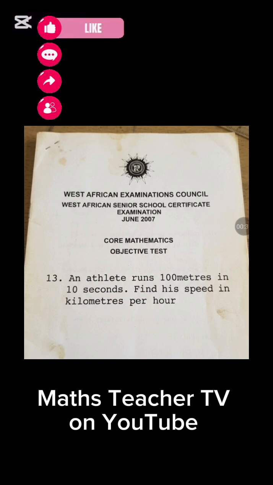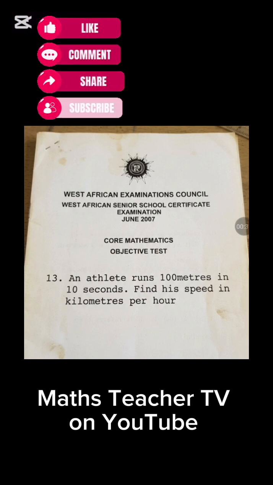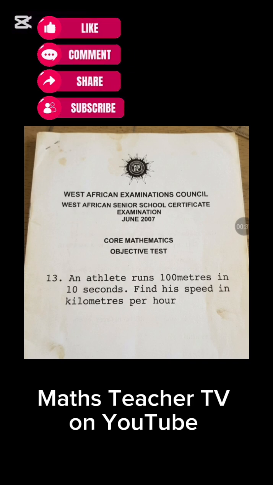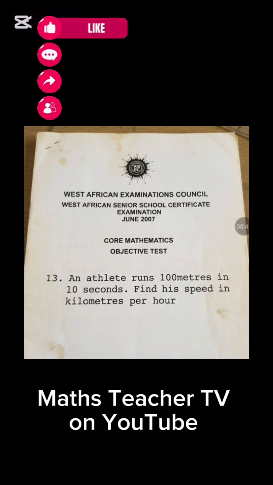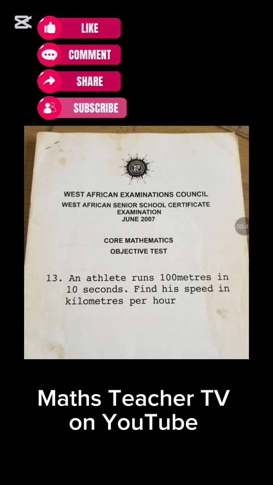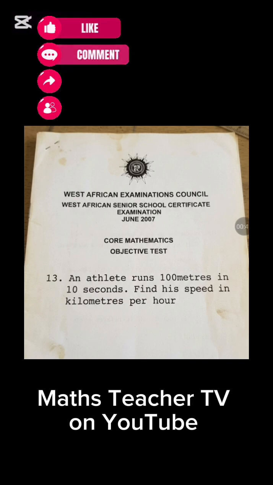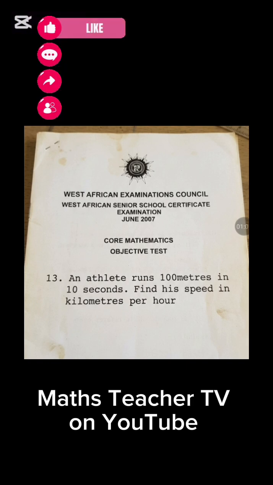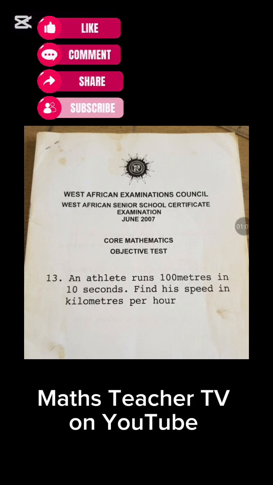An athlete runs 100 meters in 10 seconds. Find his speed in kilometers per hour. So indirectly, the question is asking you to convert from meters per second to kilometers per hour, just as we just did. So the calculator can do this for you so easily. Remember, 100 meters in 10 seconds, that means 100 meters per 10 seconds. And per means that it will be 100 divided by 10.